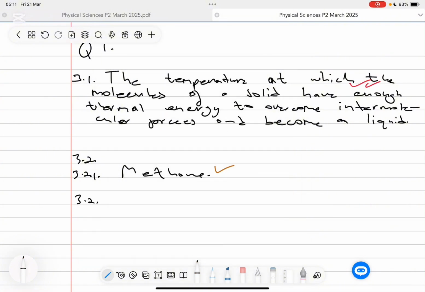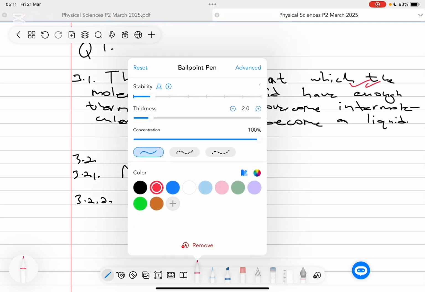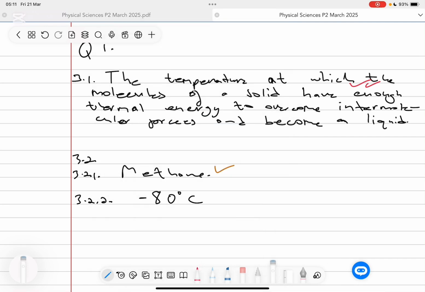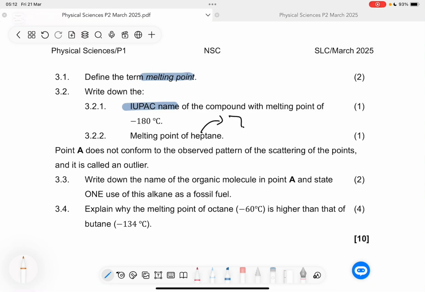So we are on 3.2.2, and we're saying we're having a negative 80 degrees Celsius. And very important to also report your answer with the units of temperature. Now, when you do that, I'm checking if I've answered the question. I've put the negative, I've put the number and the unit there. And this would give me 1 mark as well.